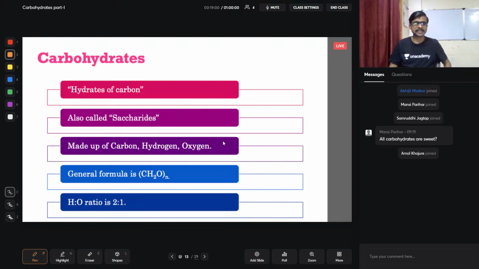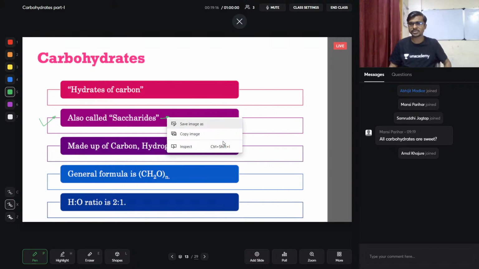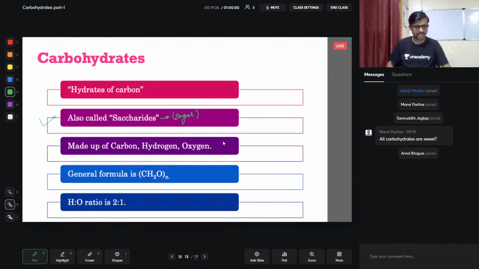They are also called saccharide. So saccharide, guys, keep in mind that this word is used for carbohydrate. This word is not from our language. हा बाहेरच्या language मधून आहे, but the meaning of saccharide in our language is sugar. हा साधा शब्द आहे. saccharide चा अर्थ आपल्या भाषेमध्ये होतो sugar. So carbohydrates are also called sugar because they are sugars आहेत.